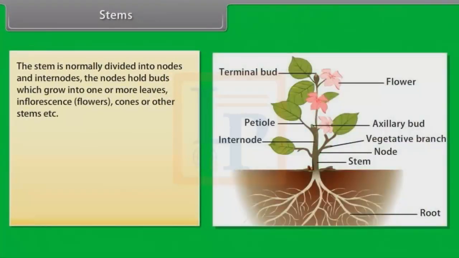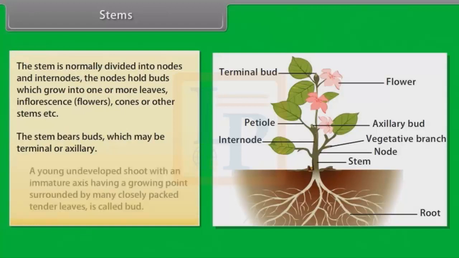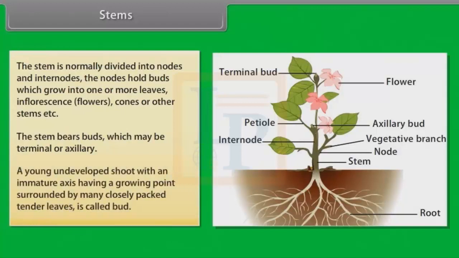The stem is normally divided into nodes and internodes. The nodes hold buds which grow into one or more leaves, inflorescence flowers, cones or other stems, etc. The stem bears buds, which may be terminal or axillary. A young undeveloped shoot with an immature axis having a growing point surrounded by many closely packed tender leaves is called bud.